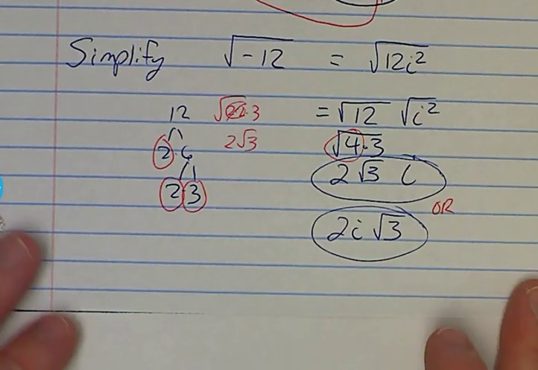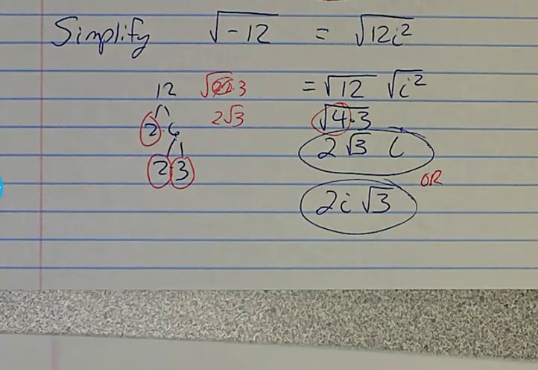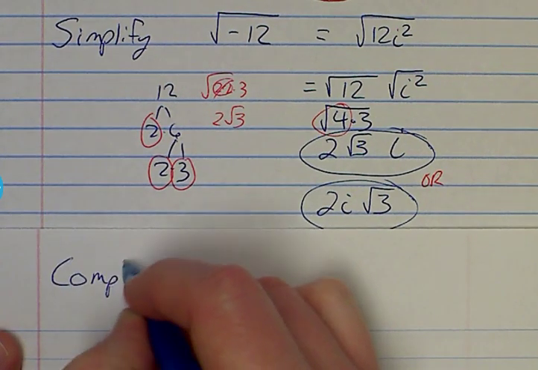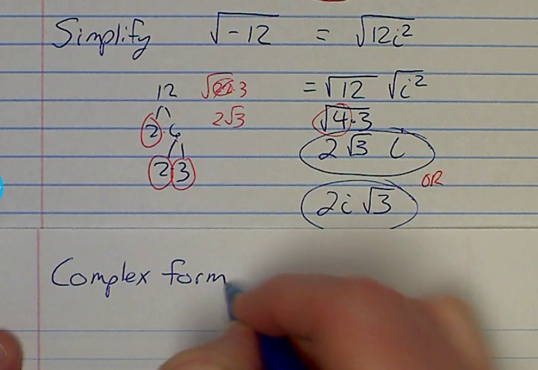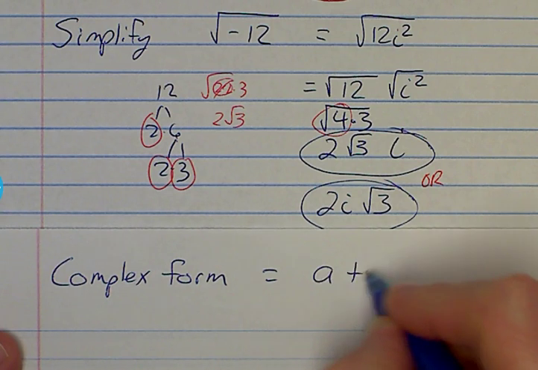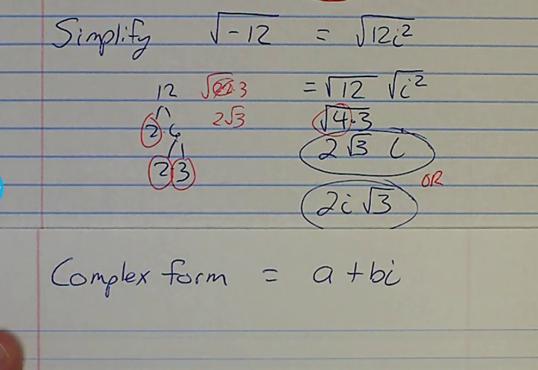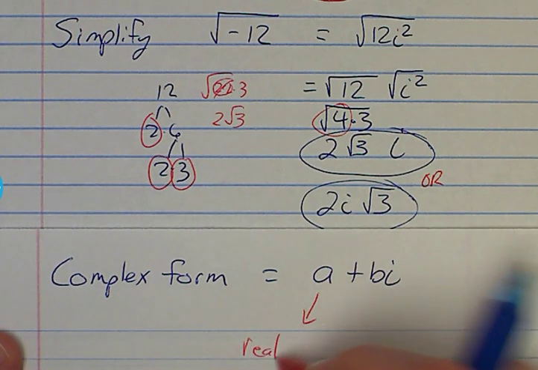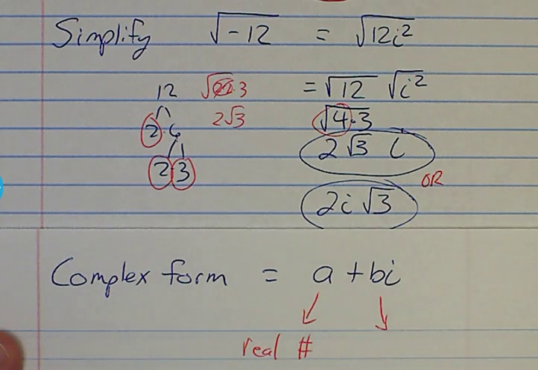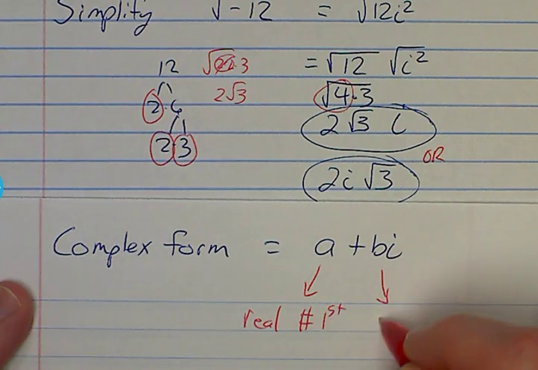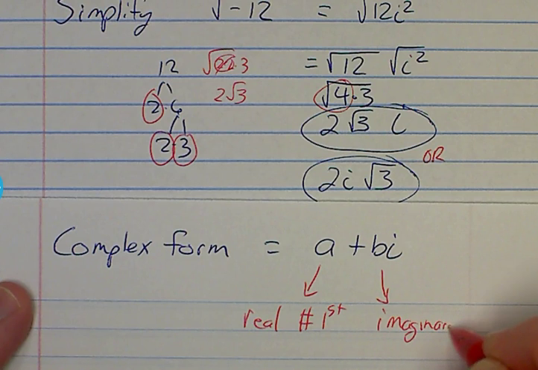Now, the one thing they do ask you to do when we're going through these numbers, and there's a reason for this, is they're going to talk about complex form. Complex form is a plus bi, and all that really means is that your real number needs to be first and the imaginary number, the i part, needs to be second. So the real number goes first, the imaginary number goes second, or we could say last.